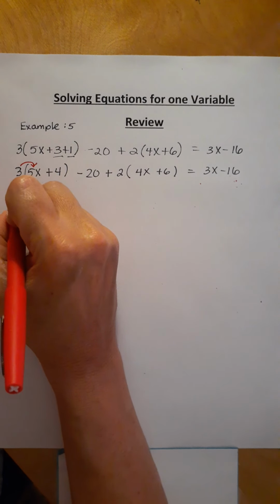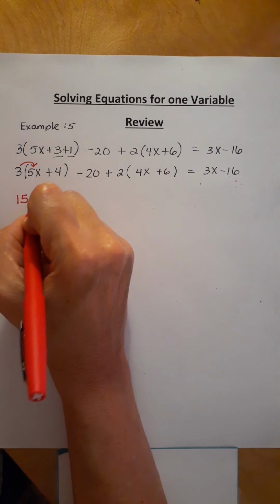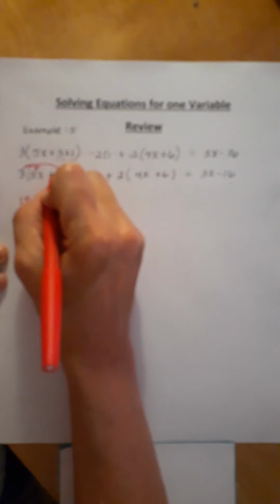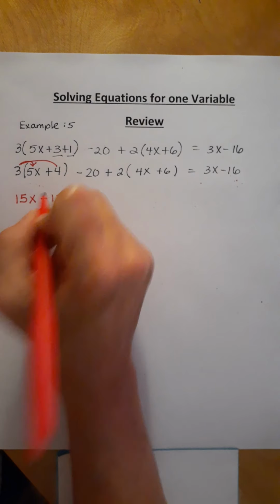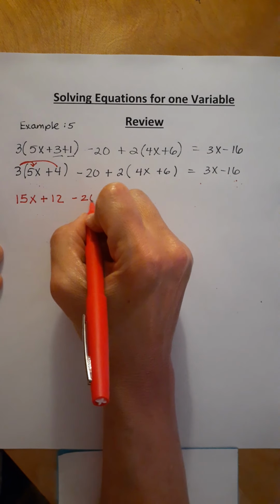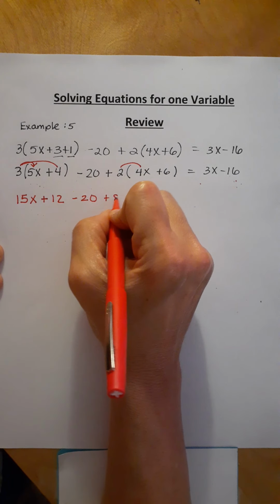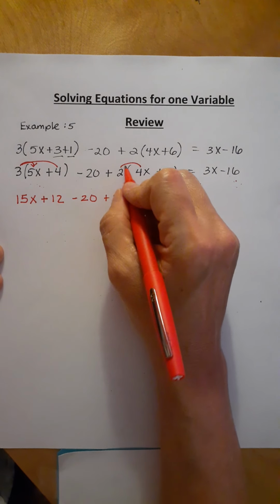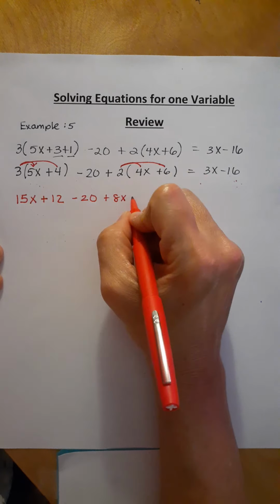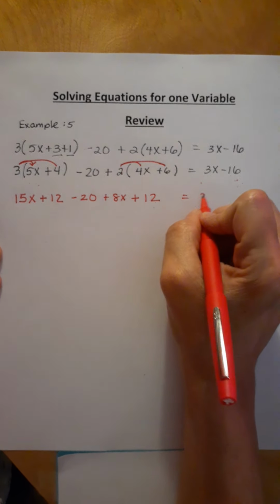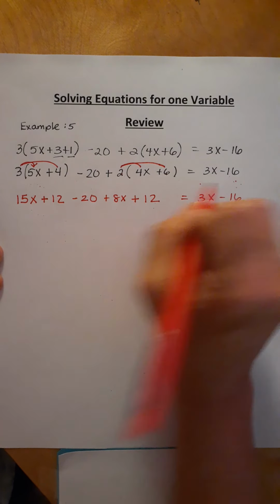3 times 5, 15, we have an x. 3 times 4, 12, and we're adding them in here, so 12. Minus 20. 2 times 4, x, 8x. 2 times 6, now there's a plus there, 2 times 6, 12, equals 3x minus 16.